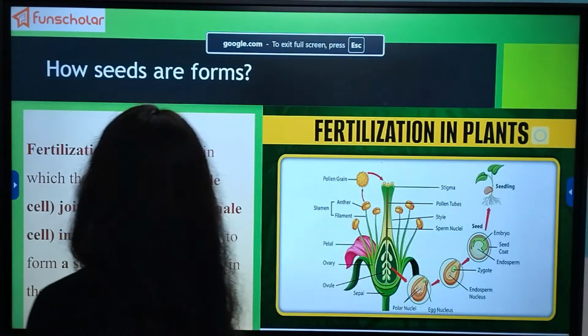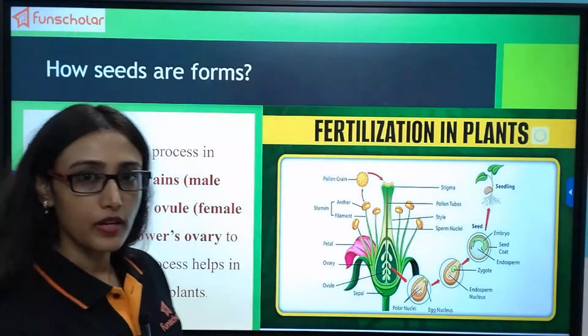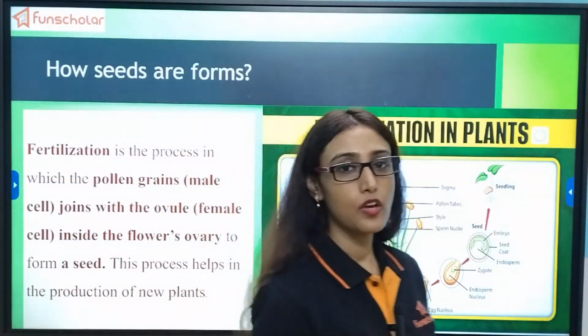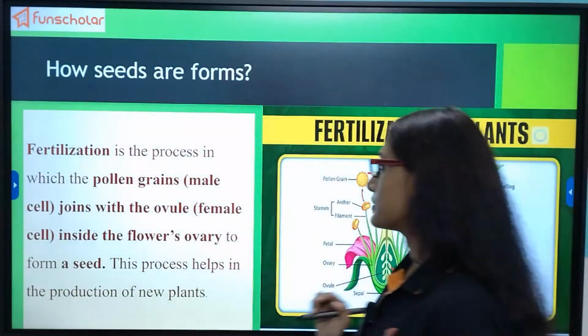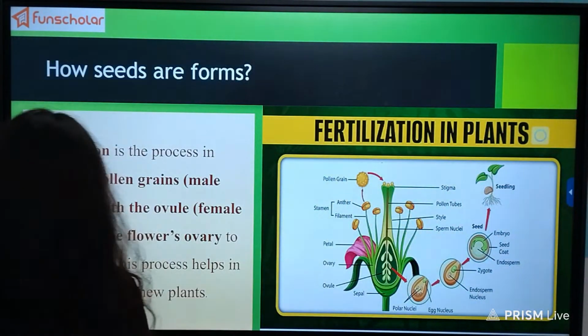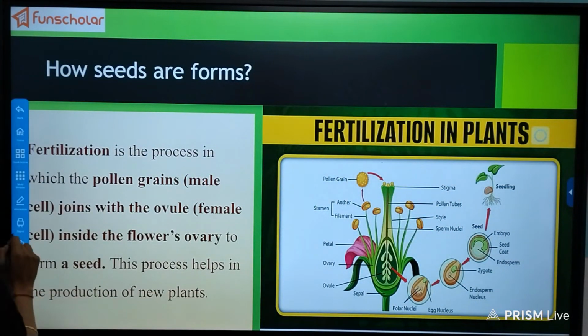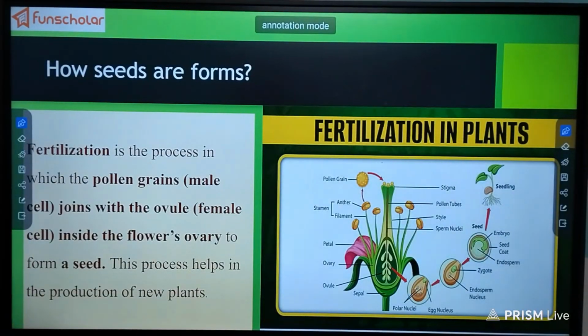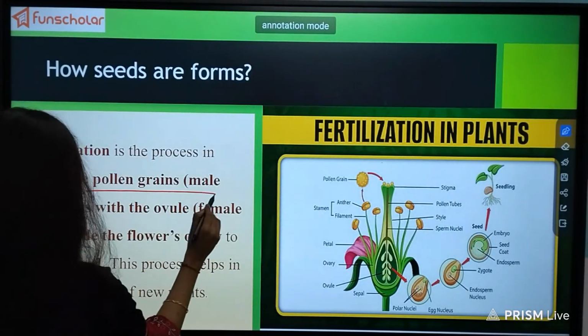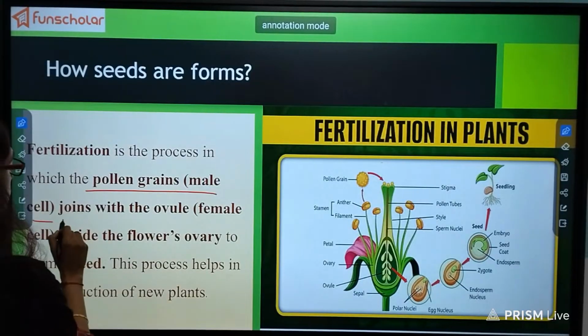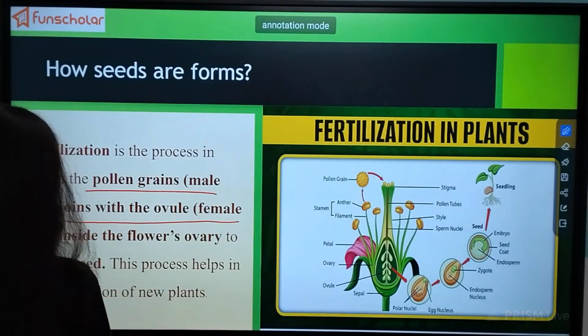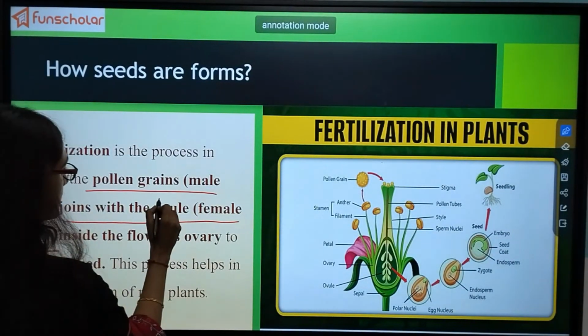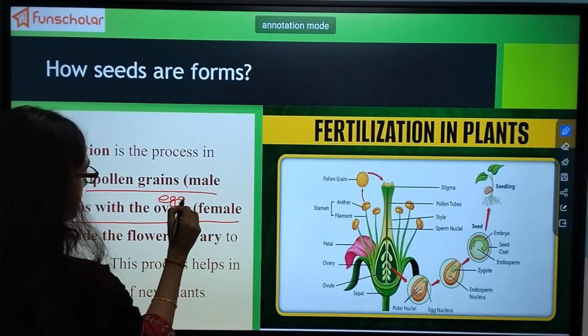Now, how are seeds formed? So, after pollination, what happens? We will know about it now. First, let us read. Fertilization is a process in which pollen grains, that is the male cell, join with the ovule or female cell. Ovule is also known as egg.